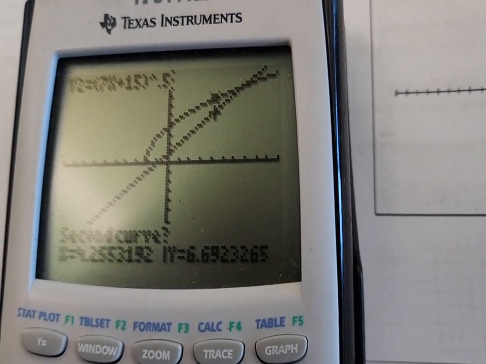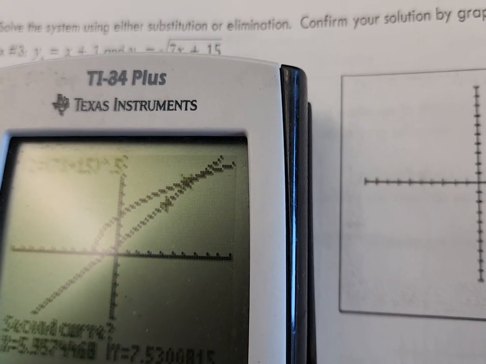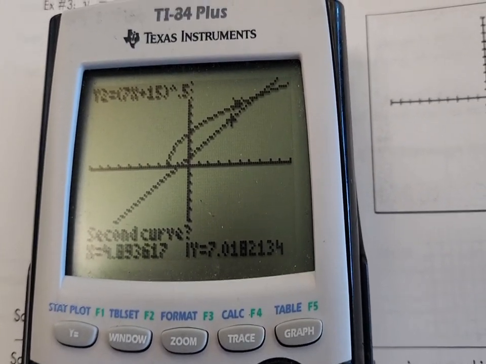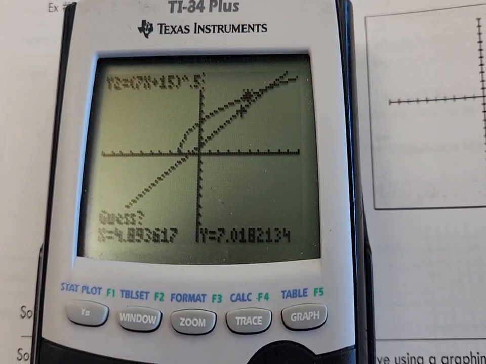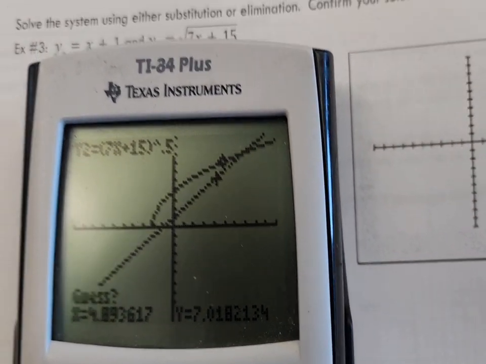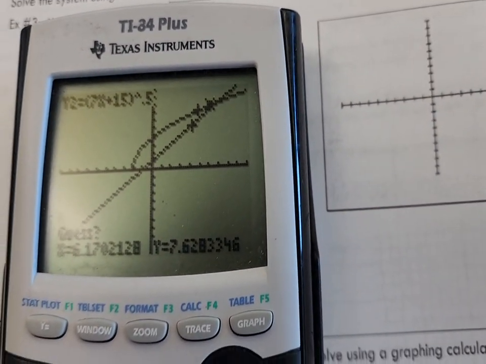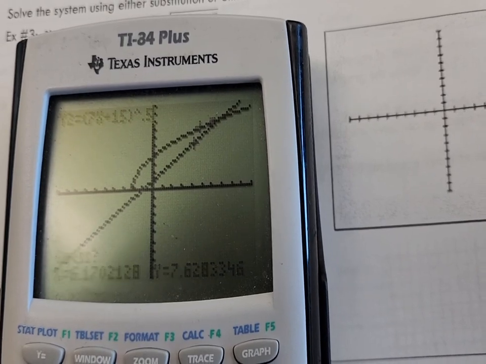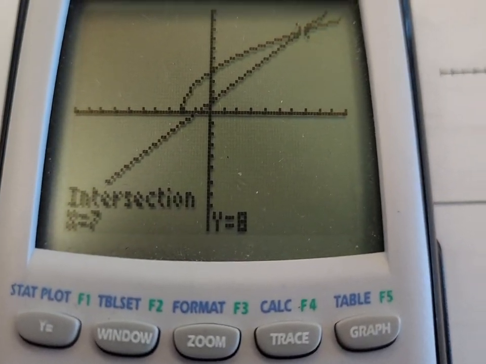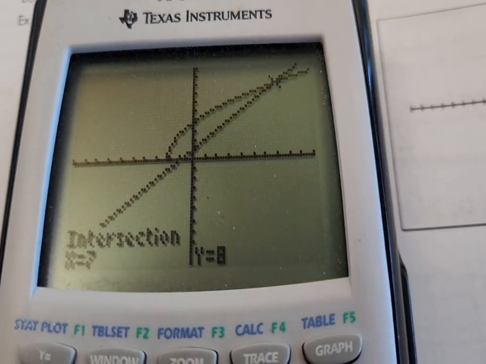Now it says second curve. And you notice there's a cursor now that has appeared on the square root function. And yeah, I'm down with that. That's my second curve. So, okay, calculator, I want that square root function to be my second curve. Now it says guess. And so what you want to do here is just be reasonably close to where they cross together, which we already are. And so I'm going to hit enter. I'm going to make my guess that it crosses around here. And it says intersection is x equals 7, y equals 8, which is what we found from algebra.